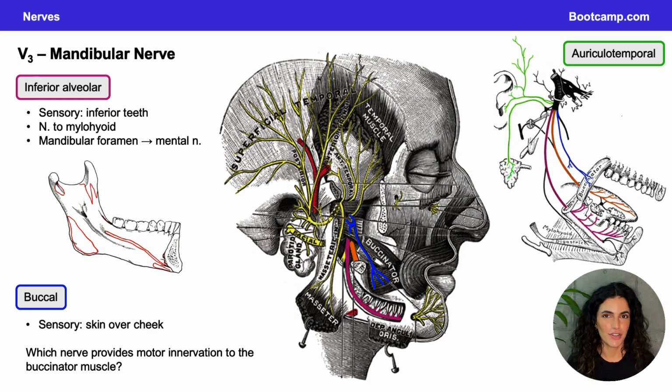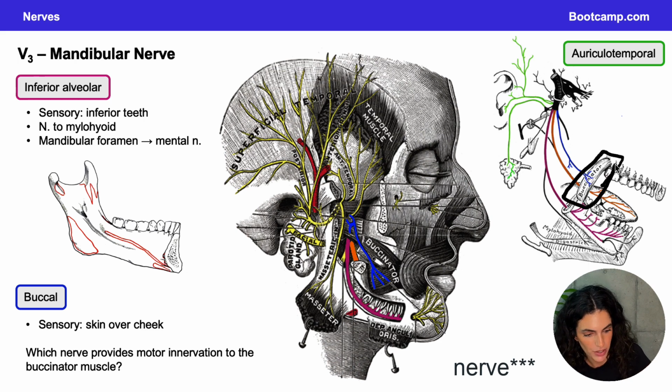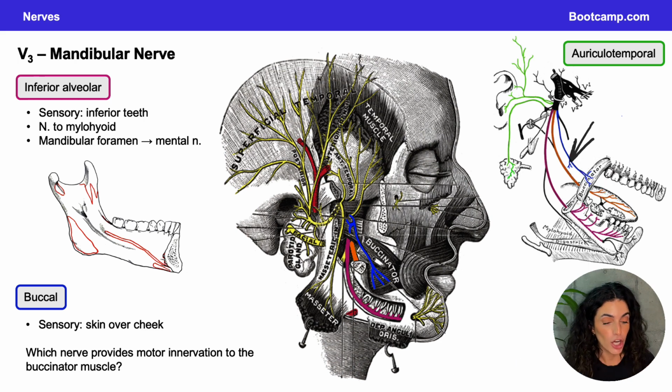Now I want you to pause for a second and think what nerve provides motor innervation to our buccinator muscle. And I'll give you a hint, it is not going to be our long buccal branch or our buccal nerve from the mandibular branch. So pause the video and think for a second.